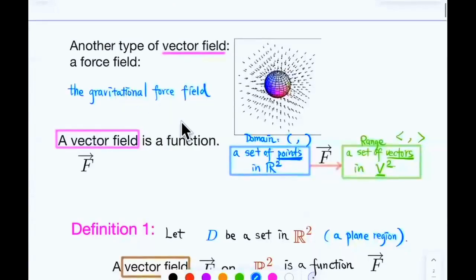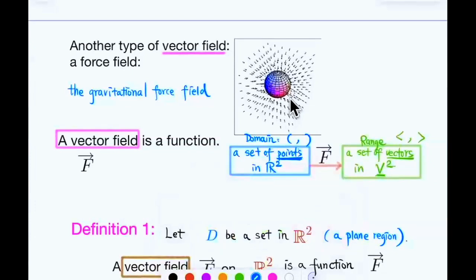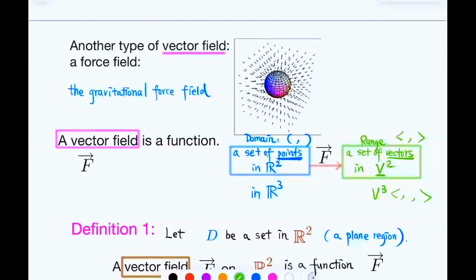And for the example we just did above, the domain here is a set of points in R3. So it doesn't have to be just in R2. It could be in R3. Then what will be the range of that? Think about this gravitational force field. Under this vector field, every point in the space is going to map to what? A vector in what? V3, right? So in V3, a three-dimensional vector, right? Okay, so now, what is a vector field?